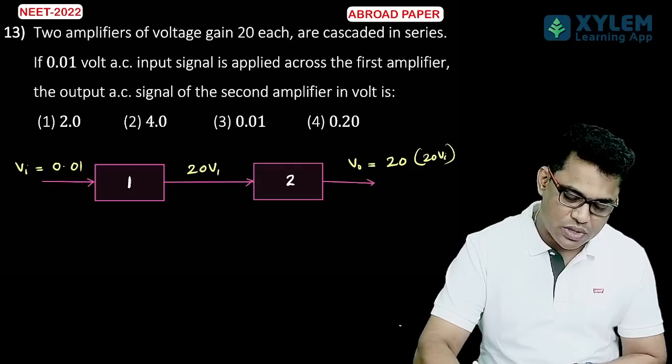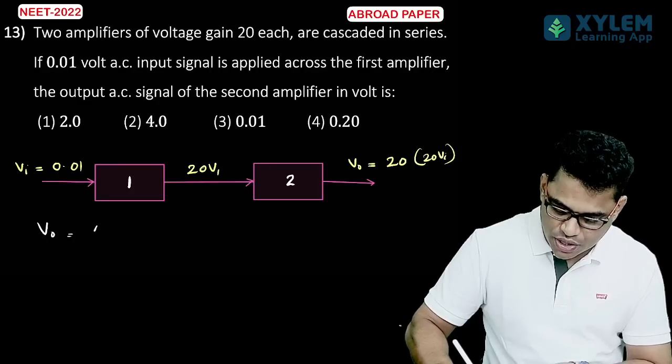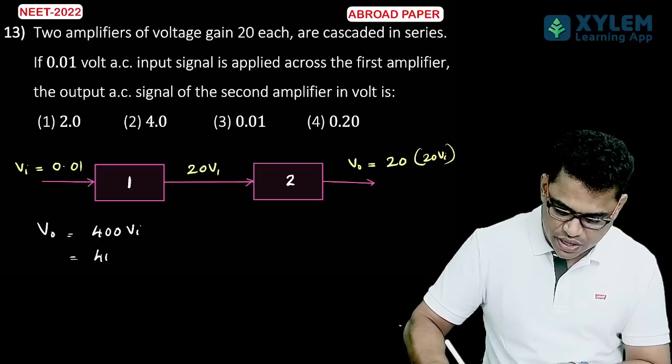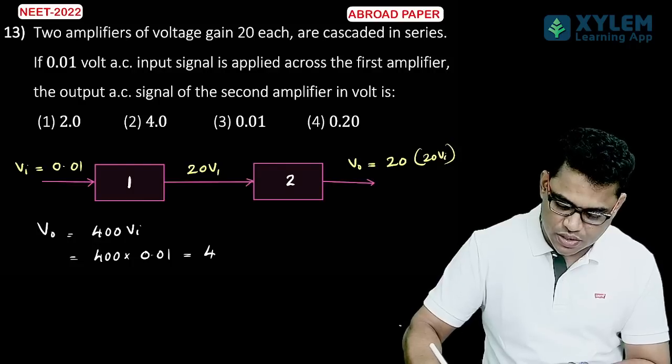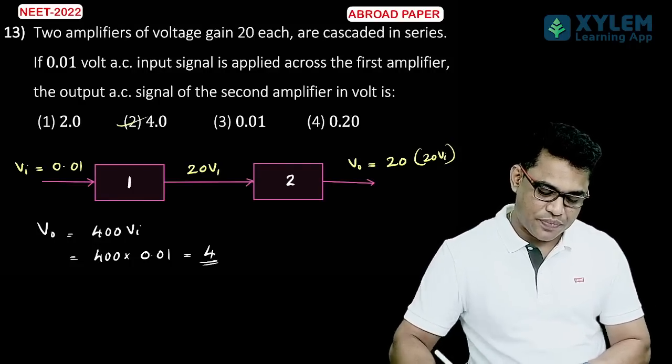Therefore, let us find it out. Output is equal to 20 into 20, 400 times the input. That is equal to 400 into 0.01, which is 4. Therefore, the right option is 2.